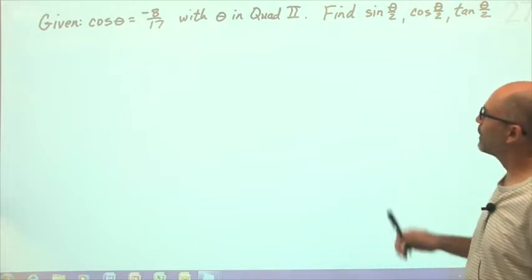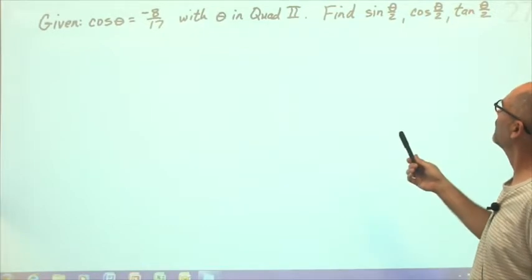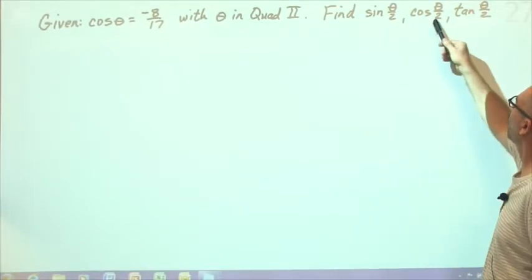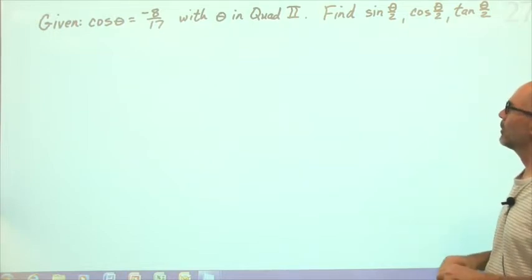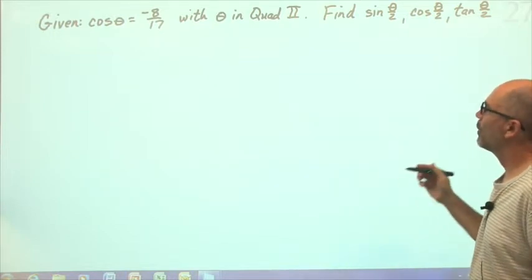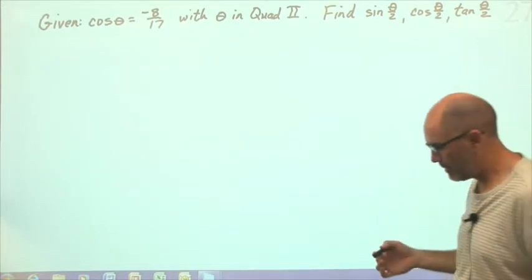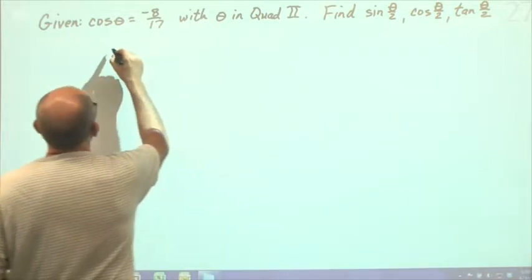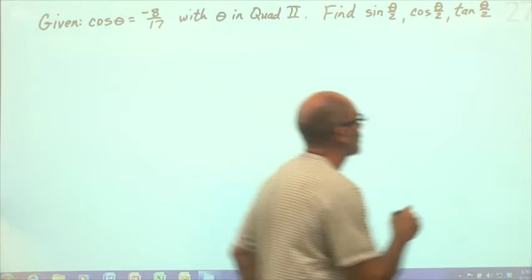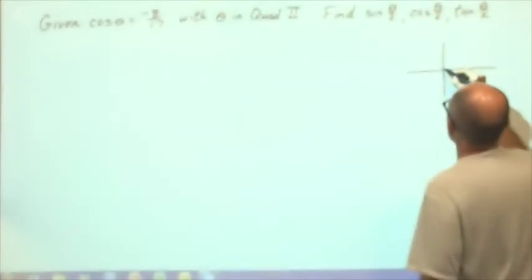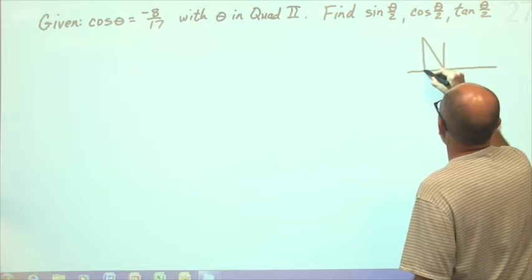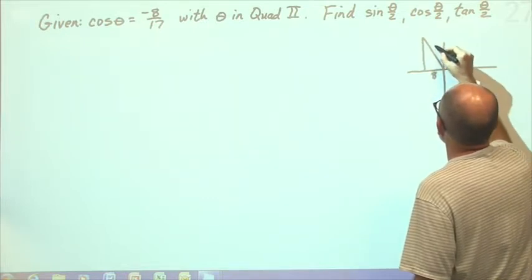Okay, so the last one we're going to do is cosine theta equals negative 8/17. Theta is in the second quadrant, and we need to find all of these half angles. So first of all, we need to look at what cosine theta of negative 8/17 actually means. So it's in the second quadrant, and the adjacent side is 8, and the hypotenuse is 17.